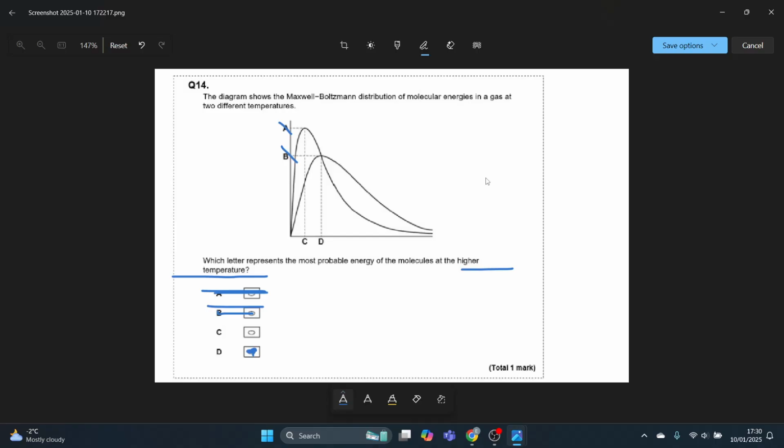Yeah, at high temperature. Yeah, so the answer is in fact D.